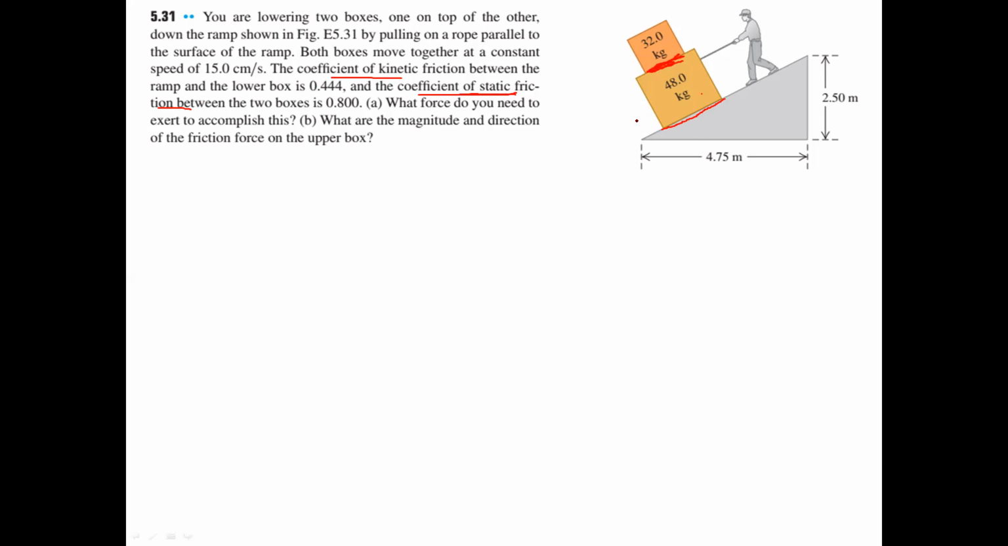So first of all, we should know the definition of the static and kinetic friction coefficient. And then in part A, what force do you need to exert to accomplish this? If you want to make such kind of motion, what force do you need to exert on your system? For part B, what are the magnitude and the direction of the friction force on the upper box?